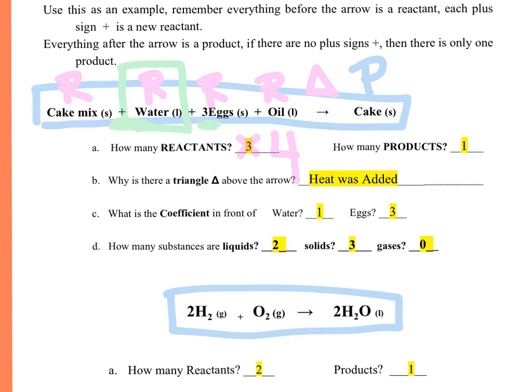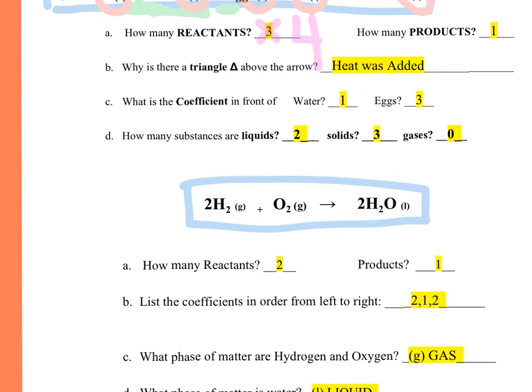How many substances are liquids? So now I'm looking at what's in parentheses, the states of matter. So that's a solid, that's a liquid, solid, liquid, that's a solid. Okay, so I counted 1, 2. There are 2 liquids, there are 3 solids, and there are no gases. There's no letter G in any of those parentheses for states of matter.